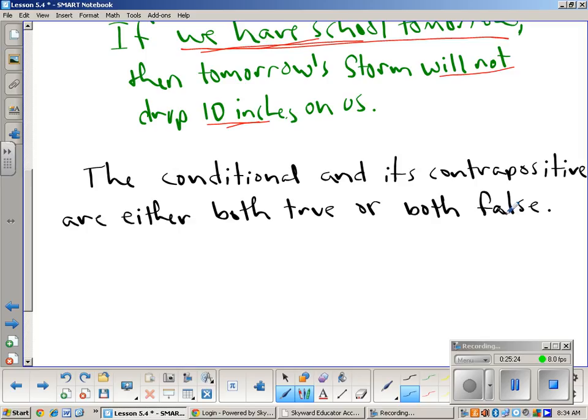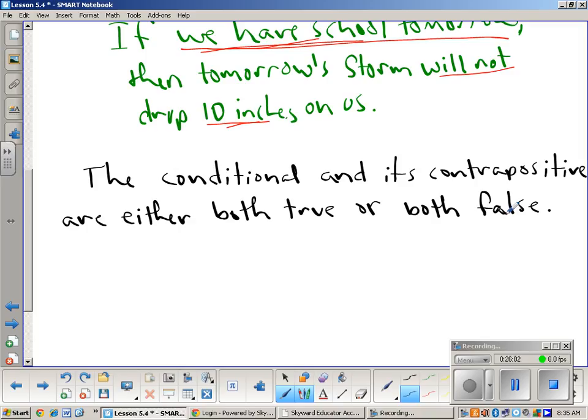Now that's not the case for a converse, is it? In the converse, my original could be true, but when I flip it around, it could easily be false. Or the other way around. My original statement could be false, but when I flip it around, it's a true statement. And with the inverse, that could happen. I could have one statement true and the other one false, or the other way around. But with contrapositives, either the original conditional is true and the contrapositive is true, or the original conditional is false and the contrapositive is false. Okay? They are both true or both false.